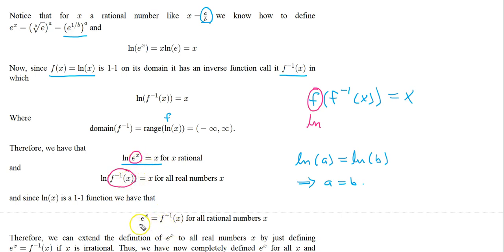So what we have now is that e to the x equals our inverse function for the natural logarithm for all rational numbers x. Now let's do this.